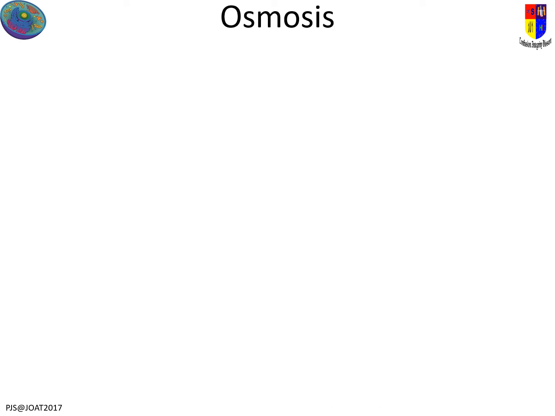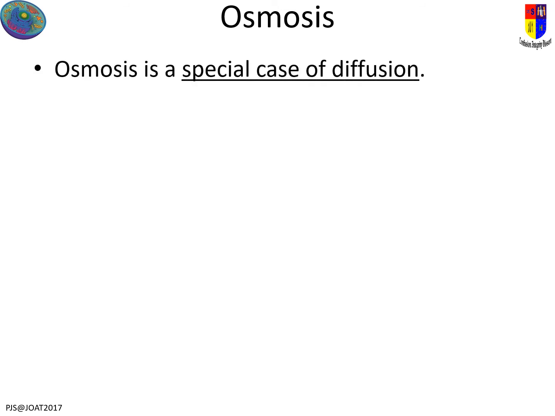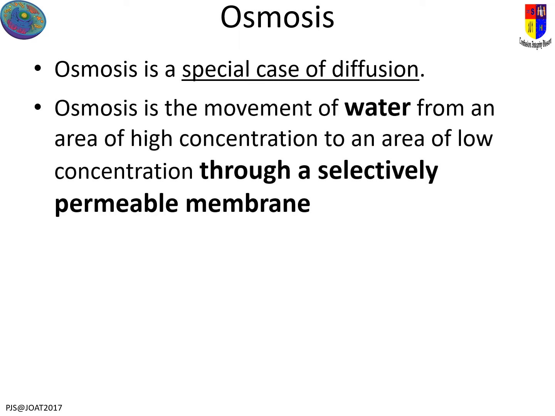Right, one particular case of diffusion that you need to know and memorize again is the definition for osmosis. So osmosis is diffusion, but it's a very special case of diffusion because it is the movement of water. So instead of saying movement of molecules, it is the movement of water, and it's only water. From an area of high concentration to an area of low concentration, so that's the same, through a selectively permeable membrane. The only selectively permeable membrane that we've told you about, and the one that we're going to use all the time, is the cell membrane.